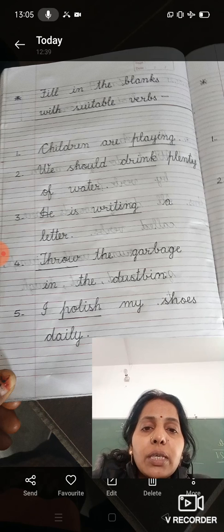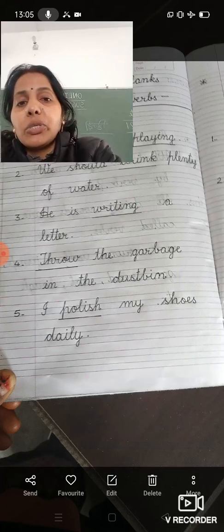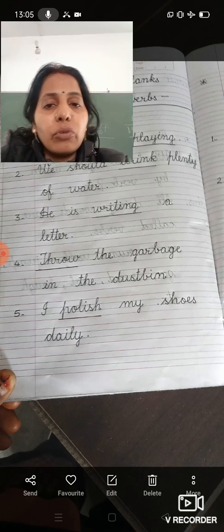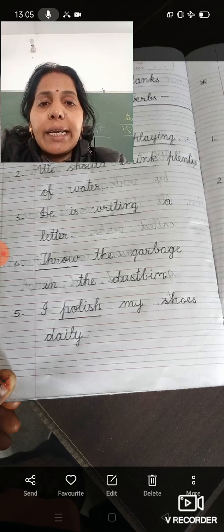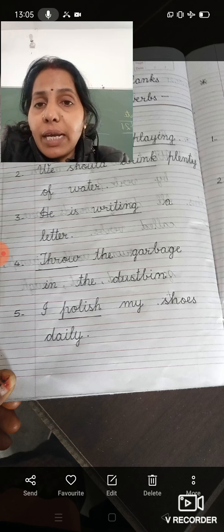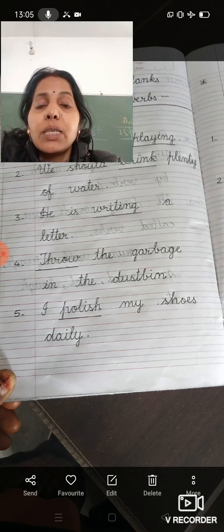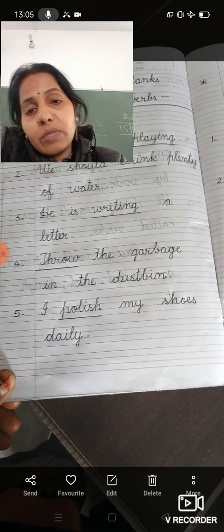Then, we should dash plenty of water. What do we do with water? We drink water. So you will write: we should drink plenty of water. Third sentence, he is dash a letter. What do we do with a letter? We write a letter. So we will write here: he is writing a letter. Children, be careful with the spelling also.